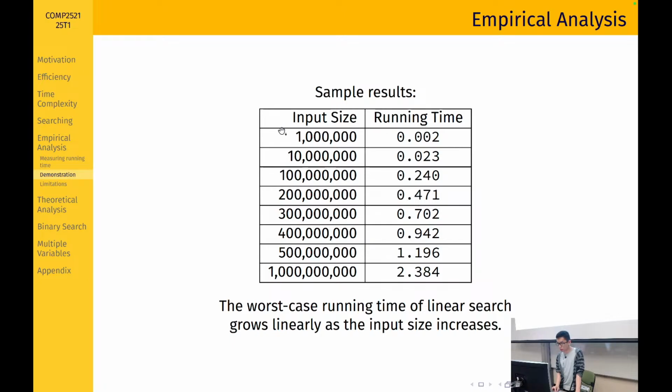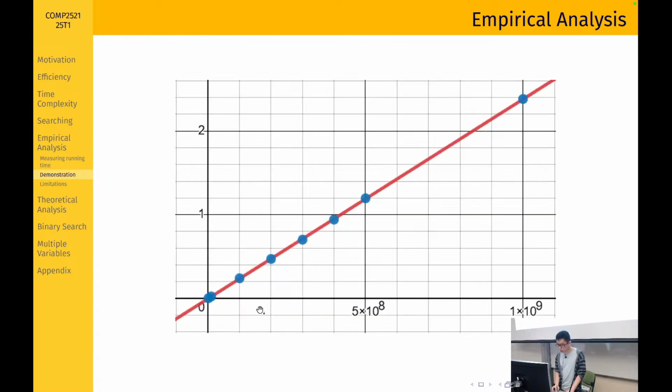Remember, computers are really fast. So even if you give it 1 million items, it's taking 0.002 seconds. That's why it's important to get more data and try larger input sizes, so that you can actually see what the trend is. And if we put these results into a graph, we can see that the time taken grows linearly, in a straight line.